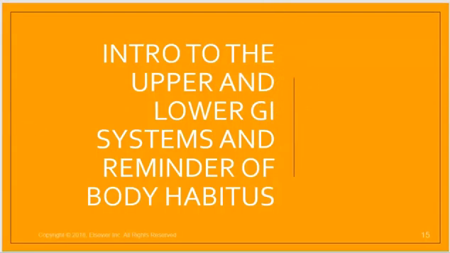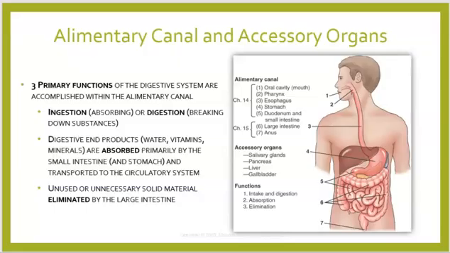All right, so intro to the upper and lower systems and a reminder of body habitus. So this is just a little introduction. We're going to get into the upper and lower GI, so basically the small intestine and the large intestine, in the next class. All right, the alimentary canal and accessory organs. We kind of went over this a little bit in the last one, so I won't spend too much time on it, but the three primary functions of the digestive system are accomplished within the alimentary canal. So ingestion or digestion. Then digestive end products are absorbed primarily by the small intestine.